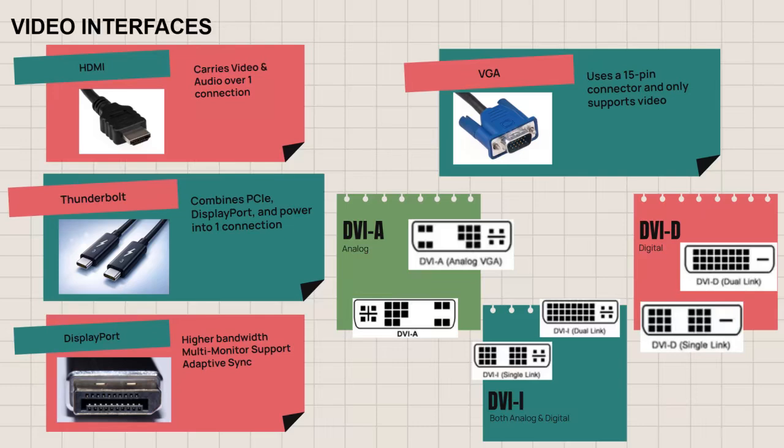Now, let's talk legacy. VGA is analog only. It uses a 15-pin connector and supports no audio. Image quality depends heavily on the cable quality and distance. DVI comes in multiple variants: DVI-A for analog, DVI-D for digital, and DVI-I for both. Single link and dual link versions affect bandwidth. DVI is largely phased out, but still appears in enterprise environments.